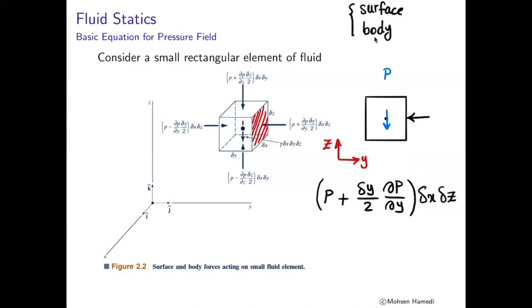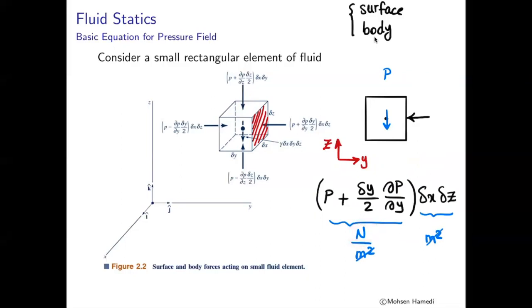So again here, we have pressure, which has a dimension of Newton over squared meter. And here's the area of the surface, which has a dimension of squared meter. So the resultant force, again, obviously has the dimension of Newton.